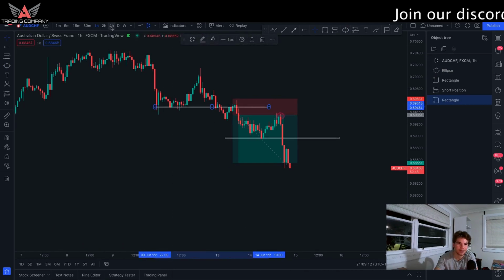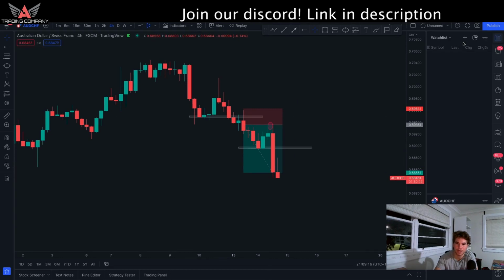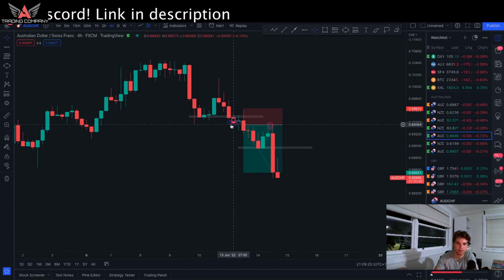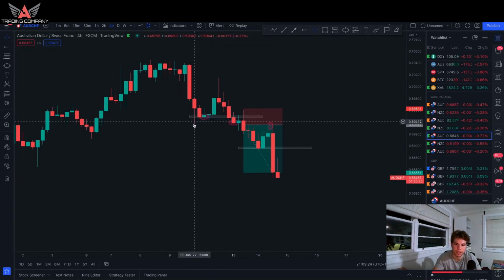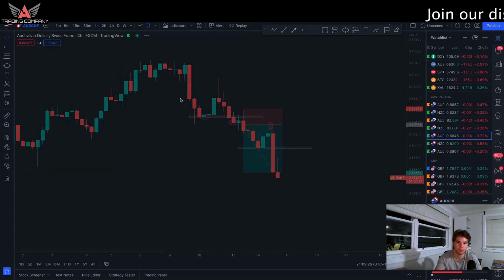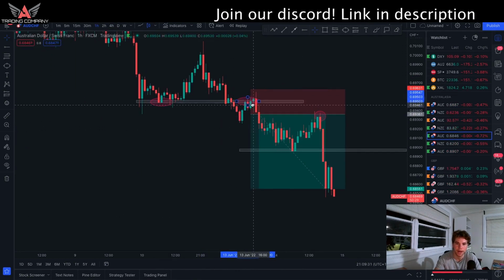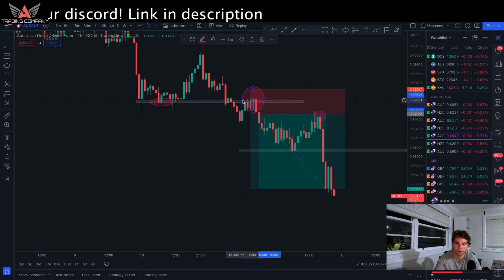We entered initially from the 4H information of price creating a lower low below the previous structure. So we have the lower low being created below the previous low. Once I see that, I flip to my 1 hour. I see price then creating a retest. We see a wick rejection and a nice engulfing candle right there.